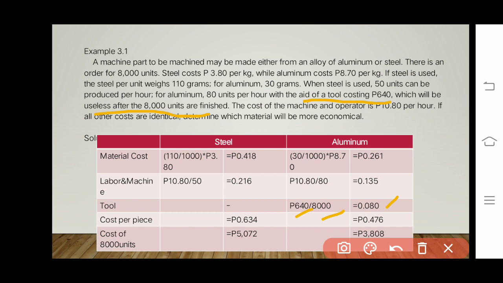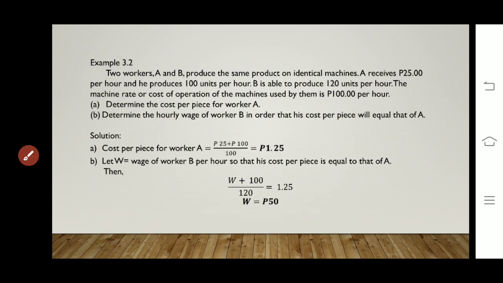So, cost per piece, paano ma-determine si cost per piece? Summation lang nung individual cost. Ito na siya. And then, katulad kay aluminum, ito na. So, for the total cost ng 8,000 units, multiply lang. So, that is 5,072 for steel and 3,808 for aluminum. So, cheaper si aluminum. So, ito yung pipiliin nating alternative. So, next we have selection naman sa proficiency of workers.